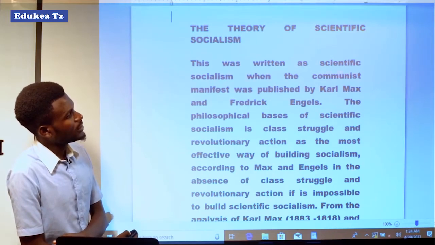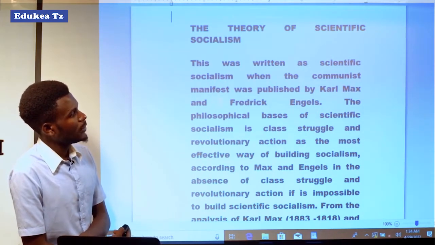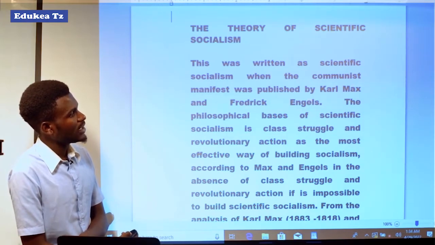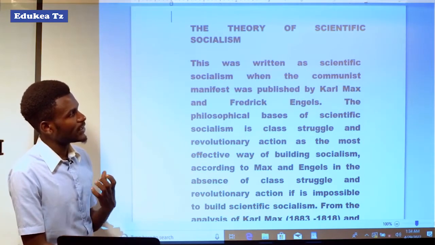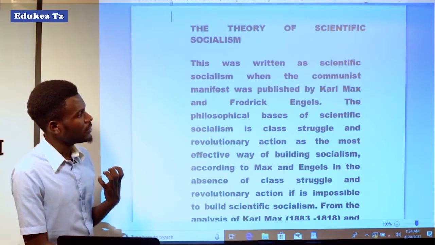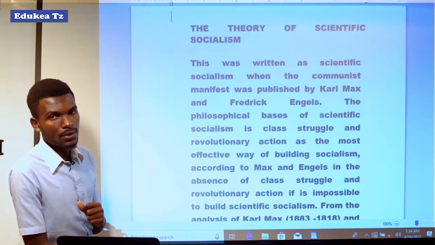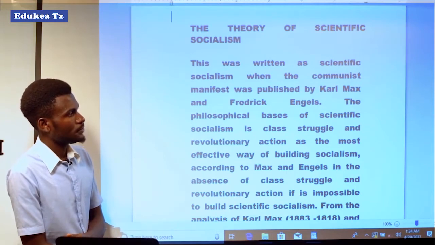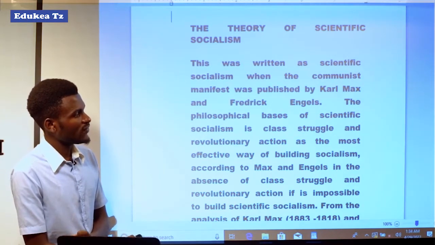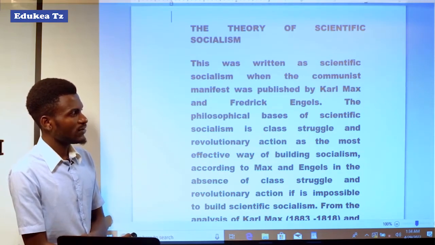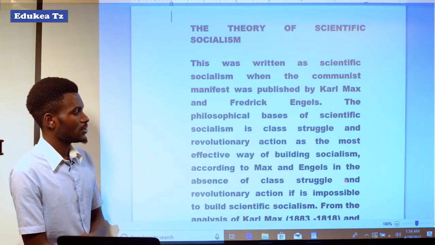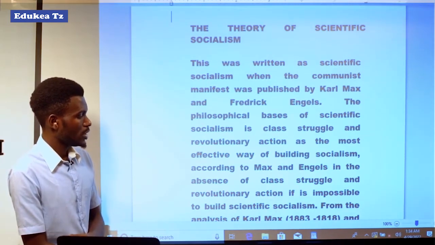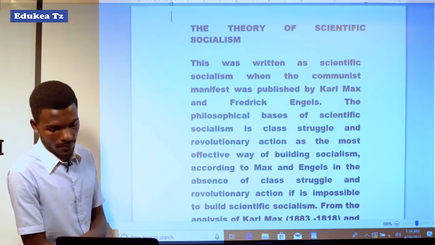Scientific socialism was written when the Communist Manifesto was published by Karl Marx and Friedrich Engels. The philosophical basis of scientific socialism is class struggle and revolutionary action as the most effective way of building socialism, according to Marx and Engels. In the absence of class struggle and revolutionary action, it is impossible to build scientific socialism.